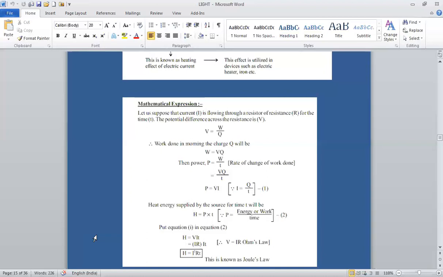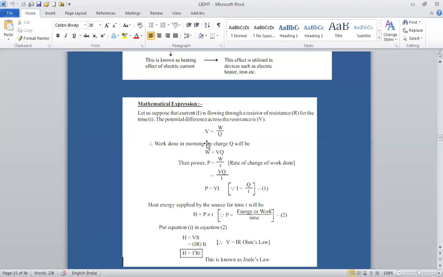Now we'll study the mathematical expression of this Joule's heating effect, or heating effect of electric current. Let us suppose that the current I is flowing through a resistor of resistance R for time t. The potential difference across the resistance is V.